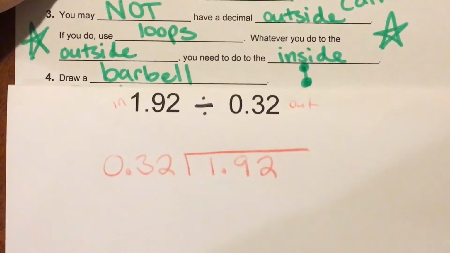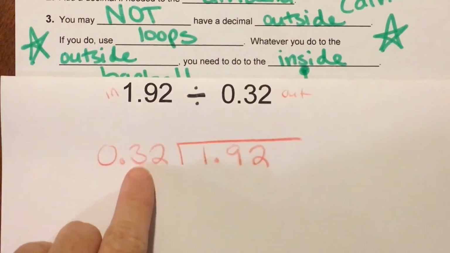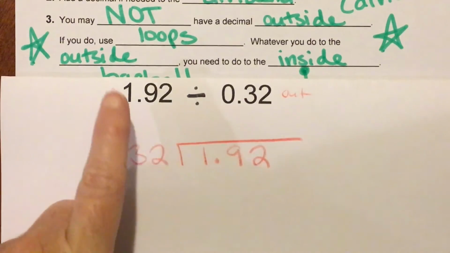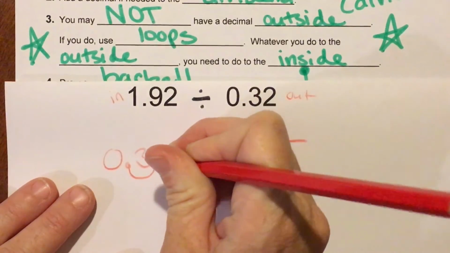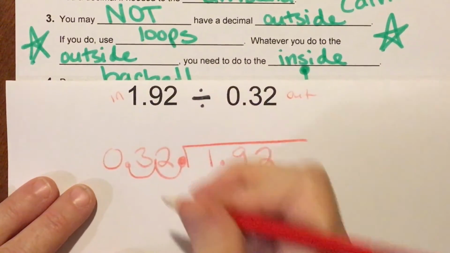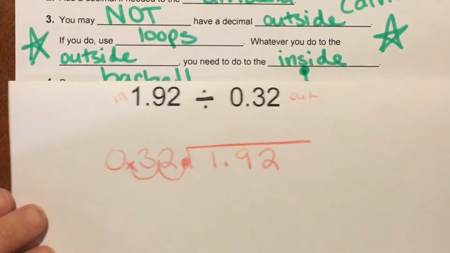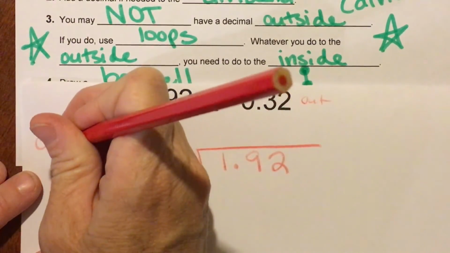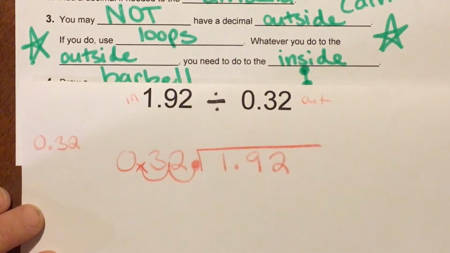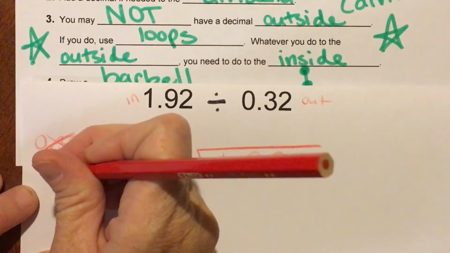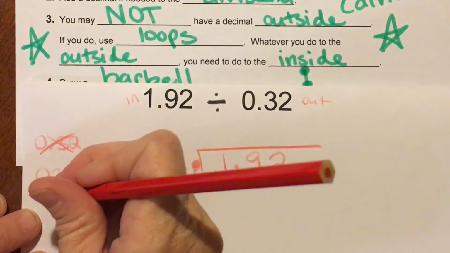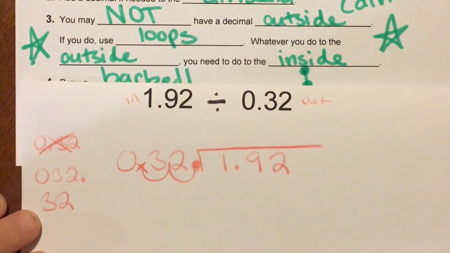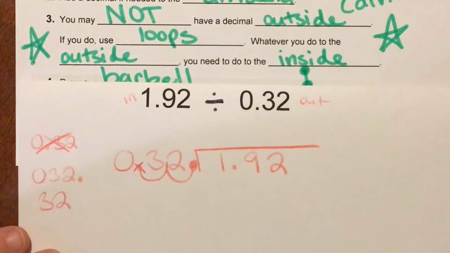Here's my kind of tricky new step. You may not have a decimal outside. Yikes, I have a decimal outside. So how do I fix this? It says, if you do, use loops. So I'm going to use 1, 2 loops to move it over there. Now, why does that work? Well, when it looked like this, that was considered a decimal. But when I moved it, and now it looks like this, that's not a decimal number anymore. That is the same as 32 whole. So when I move it over here, it's not really considered to be a decimal.